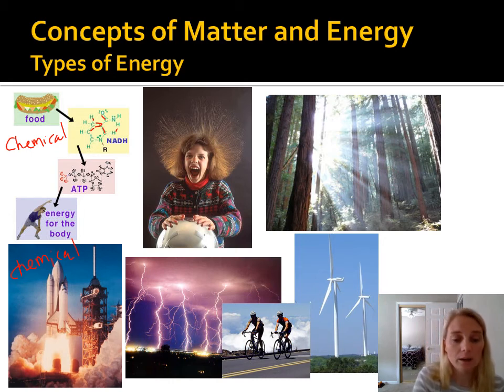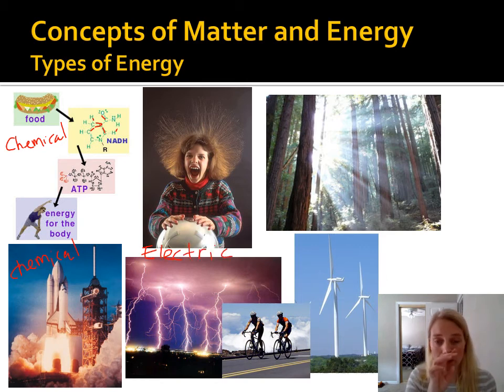Okay. Here with the lightning and the little girl on that generator is electric energy. Okay, the movement of electrons through her hair, through the sky. All right, here with the bicyclist and the windmill, this is a type of energy called mechanical energy. So it is that kinetic energy. You're using your muscles to move the bicycle. The wind is moving the blades of the turbines. That is mechanical energy. And sunlight is what we call radiant energy.